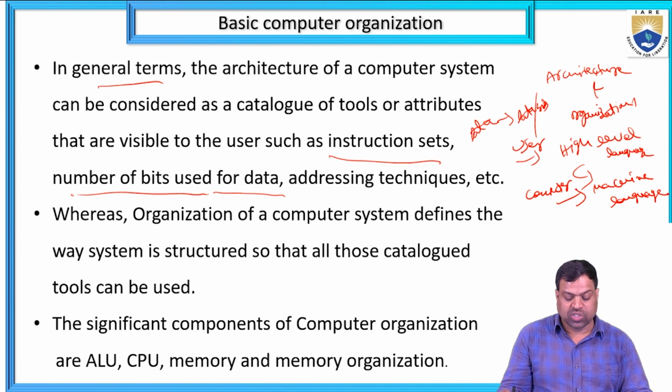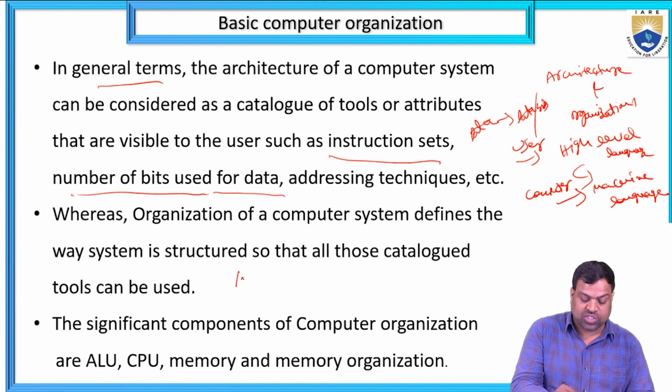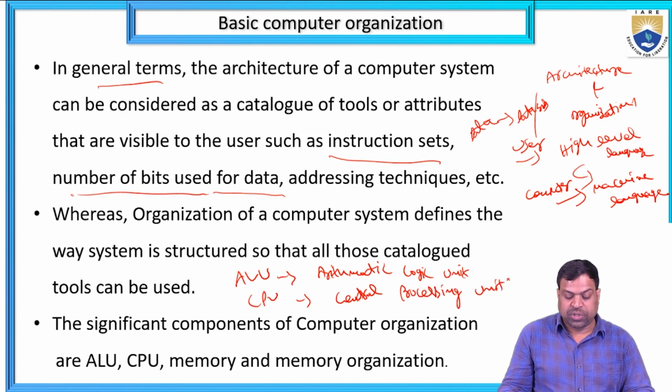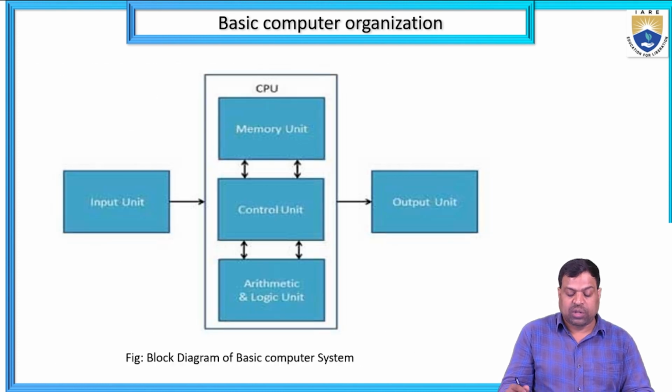The significant components of computer organization are ALU, CPU, memory and memory organization. Here I am taking the ALU, arithmetic logic unit, and the central processing unit. The arithmetic logic unit and central processing unit are the major roles in the computer system, and the memory is also there in the memory organization. I am taking one example.